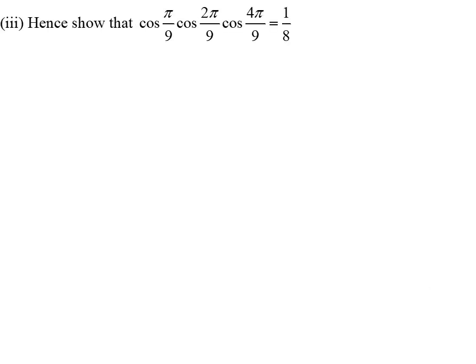Hence show cos of pi on 9 times cos of 2 pi on 9 times cos of 4 pi on 9 is 1 on 8.